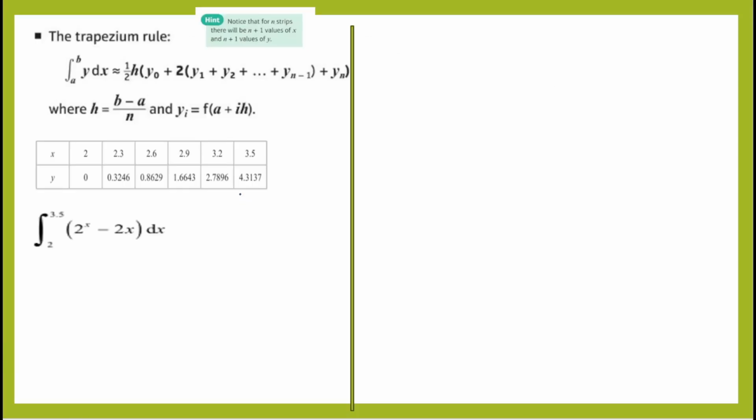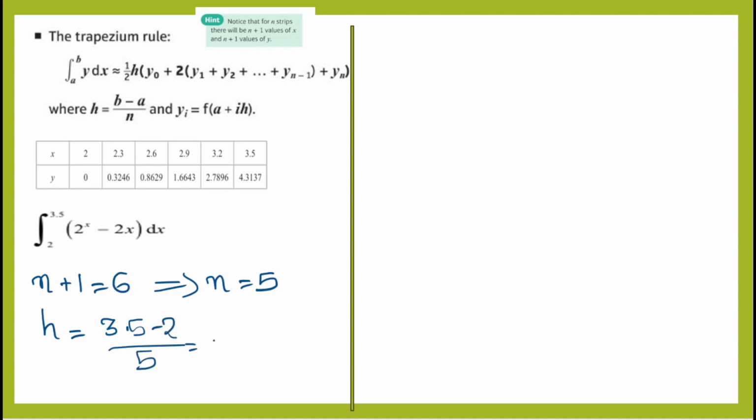The 6 values of y are given. Therefore, take n plus 1 as 6, which implies n equals 5. Now, h equals (b minus a) by n, that is (3.5 minus 2) by 5, that equals 0.3.